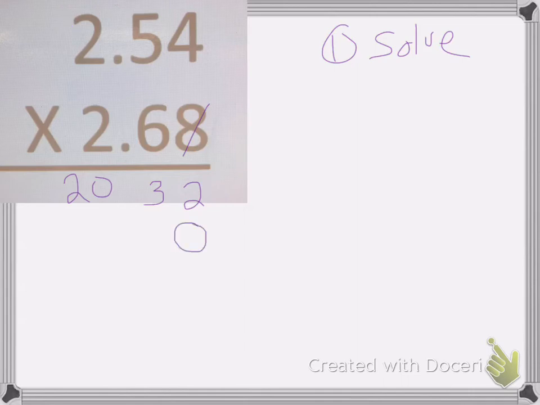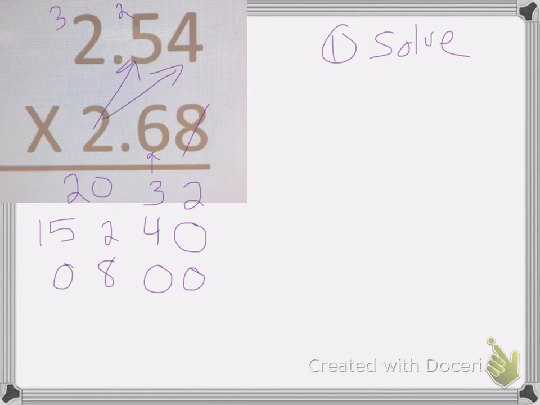We have to add our placeholder because the 6 is in the tens place, so we have to make sure we start in the tens place. 6 times 4 is 24. 6 times 5 is 30 plus the 2. Bring that 3 up here for the 32. 6 times 2 is 12 plus the 3 is 15. Now we add 2 placeholders. 2 times 4 is 8. 2 times 5 is 10. Bring that 1 up here. 2 times 2 is 4 plus the 1 is 5.